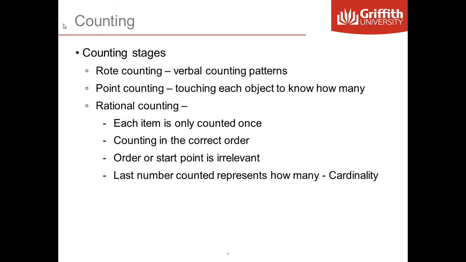They also know that the order or the start point is irrelevant. So whether you start on the left hand side or the right hand side, it doesn't matter. So long as I count for each object and have a count, the start point is actually irrelevant. They also need to know that the last number that they counted to, so if there's 7 objects in the collection and they go 1, 2, 3, 4, 5, 6, 7, as they touch the last counter, they know that there are 7 objects in that collection. And that's what we call cardinality. So that's what we're building for, is for children to be rational counters.